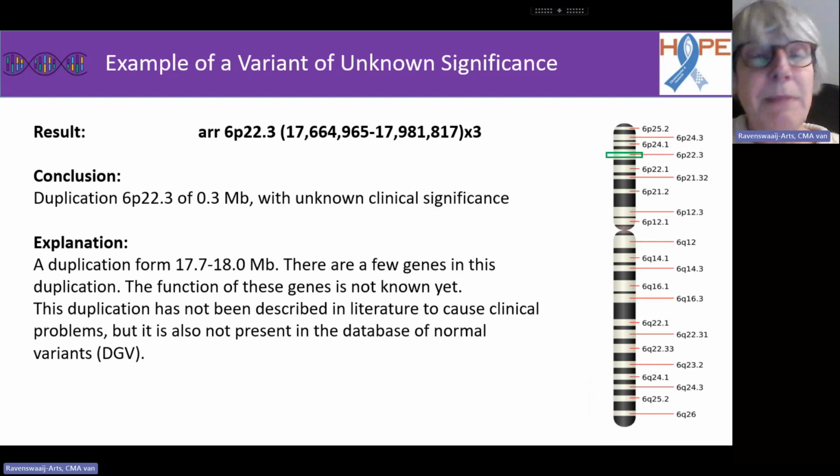It has not been described in literature to cause clinical problems. It is also not present in the database of normal variants. We have an international database where all normal variants are stored, so that if we find something, we can see whether it is known as a benign variant or not. It's not in that database of benign variants, so we do not know yet whether this very tiny duplication can cause clinical problems or explains the clinical features of the child in which these chromosome studies were performed.